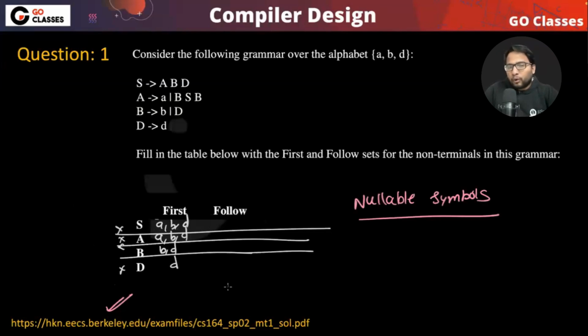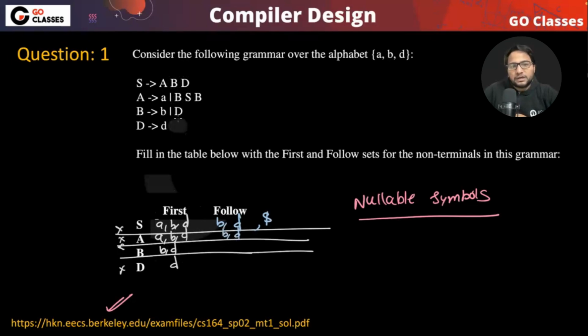Now, what about the follow? Since there is no nullable, you don't need to think too much in this question. You can very easily do it. What is the follow of S? Anyway, it is dollar. It will contain dollar. And what else? Whatever is the first of B. What is the first of B? b, d. So b, d, dollar. Is this fine to everyone? And what about the follow of capital A? It is the first of B, which is b, d.